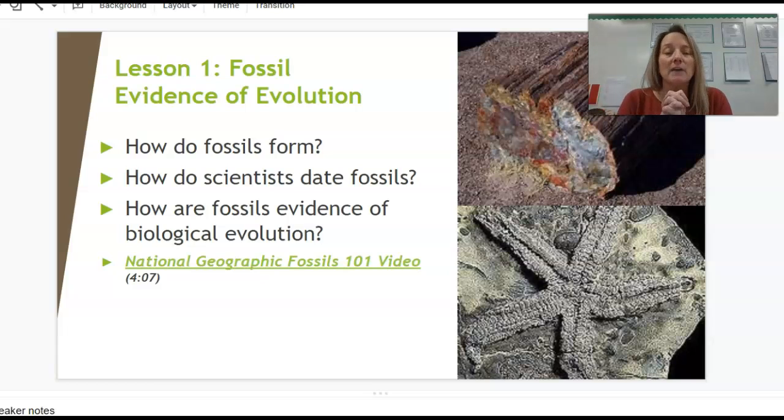All right, so we looked at how fossils formed, right? The five types: mineralization, carbonization, trace, body, and casts and molds. We looked at how scientists date fossils with absolute and relative age dating, and we looked at how fossils are evidence of biological evolution. We can look and see how fossils have characteristics and how we can trace how certain animals evolved over time to be what they are now.